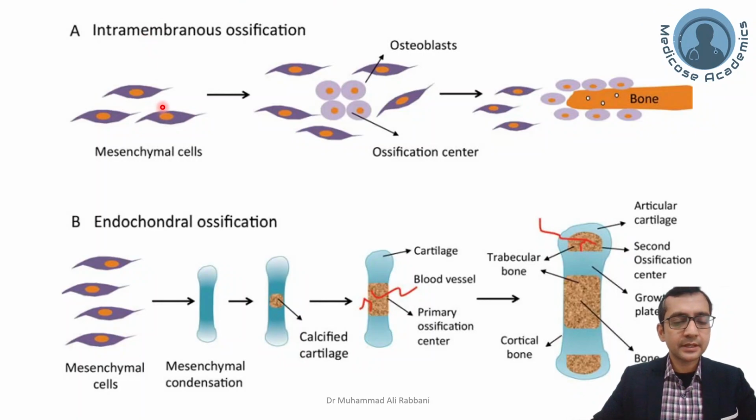So this is the basic schema. The mesenchymal cells arrange in membranes. In the membranes, ossification centers appear and they spread out to form the bone. In endochondral or cartilaginous ossification, the mesenchymal cells condense to form the cartilage skeleton.